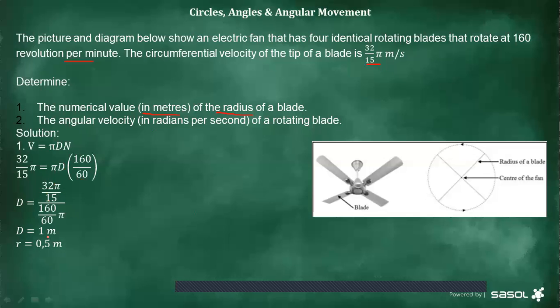Number 2, angular velocity in radians per second of a rotating blade. We now have to calculate the angular velocity. You write the correct formula for that. You then say 2 pi, then we agree that we have to calculate in terms of revolutions per second, not per minute. Hence we say 160 over 60 there. And then you just press your calculator, and it's going to give us 16,76 radians per second.